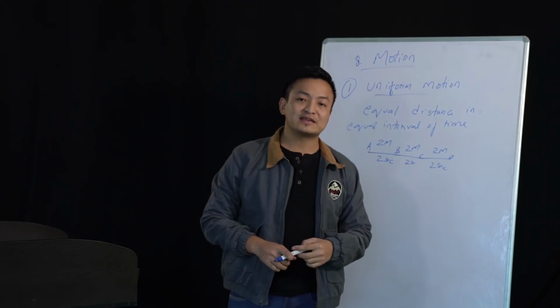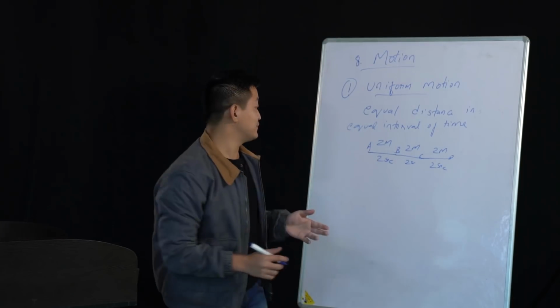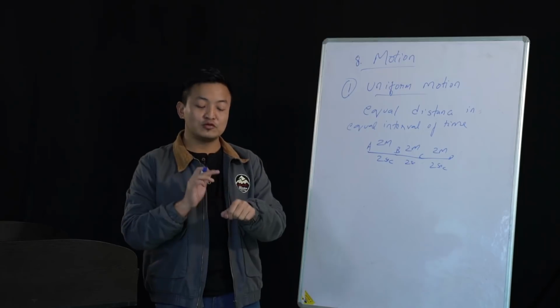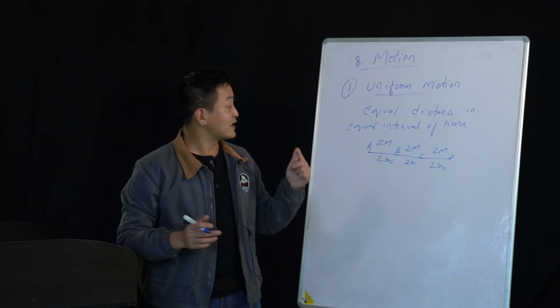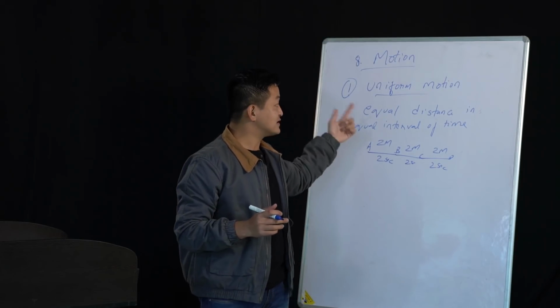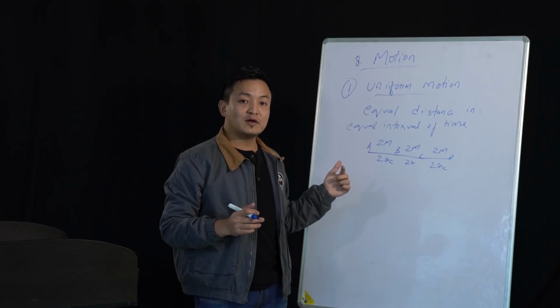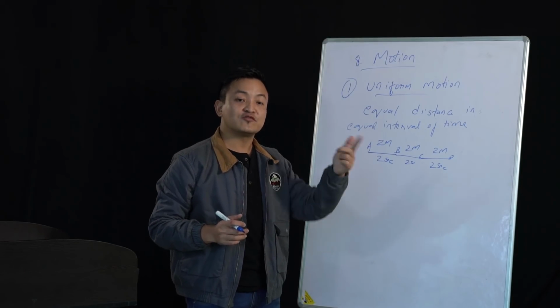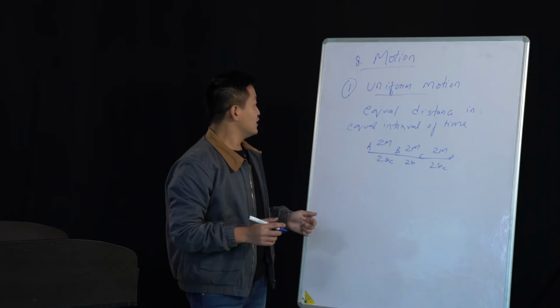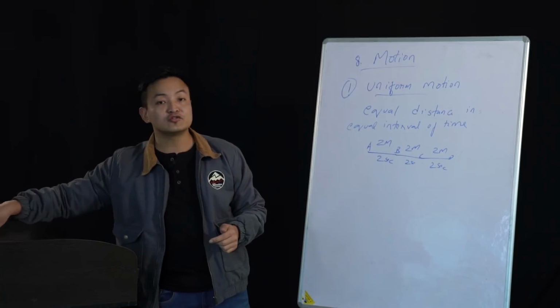A practical example, the best example we can give, is a watch or clock: the second hand travels equal distance in equal interval of time. Or we can take another example, the Earth revolving. It takes 24 hours. Clear? So next we will look at non-uniform motion.